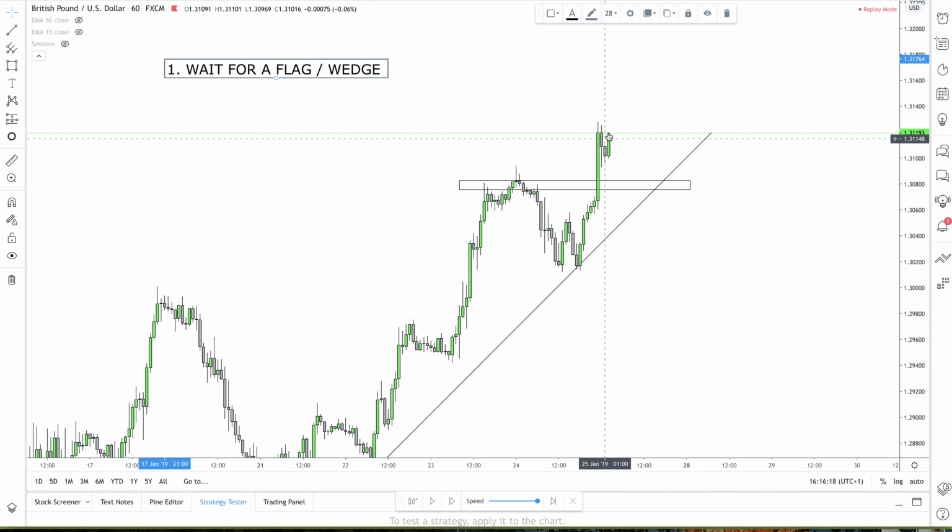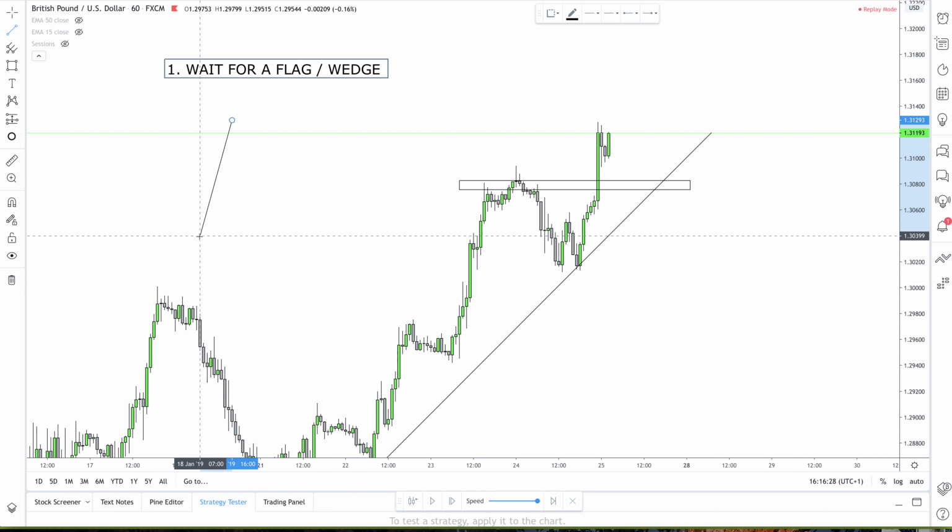Second, we need to come back and retest this level here. So you want to see price come back and retest the previous level. If it's a double top, for example, you've had that double tap here. Remember we said about a double tap? So you've had a double tap like this.